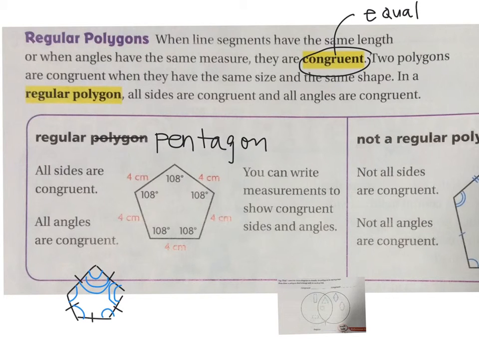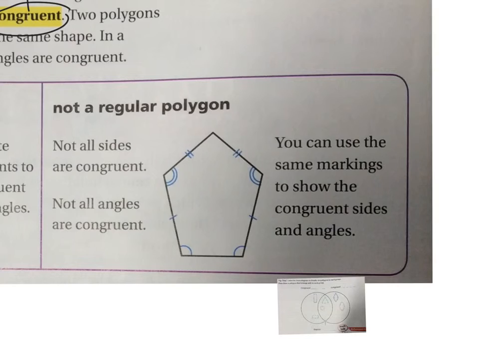Make sense? In your notebook right now, and by notebook I mean the white space, I want you to draw a quadrilateral and use markings to show that it is a regular quadrilateral. Go.